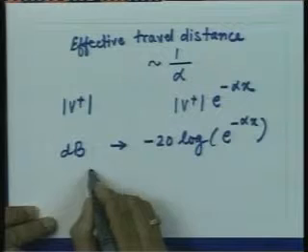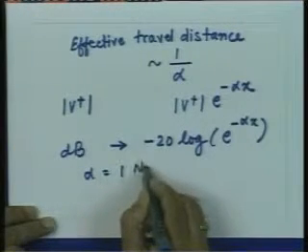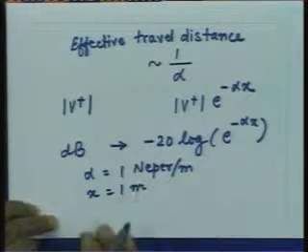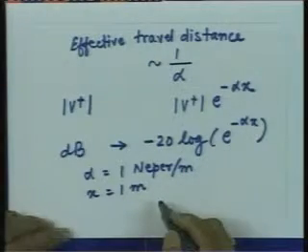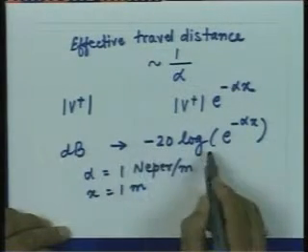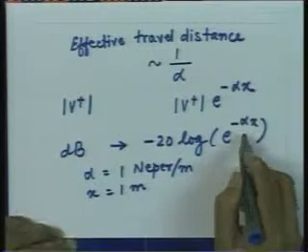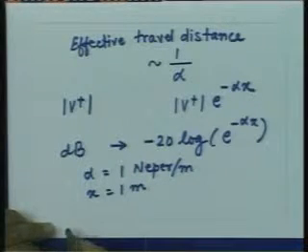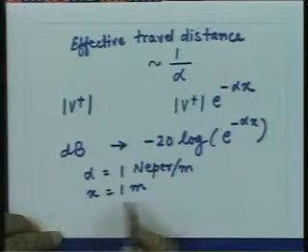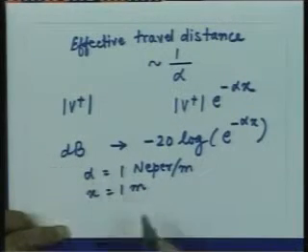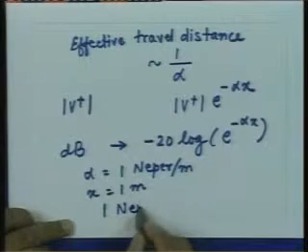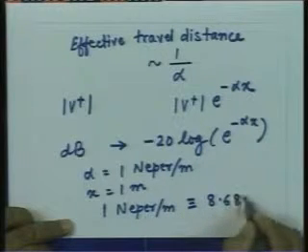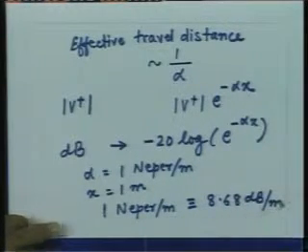If I take alpha equal to 1 Neper per meter, and x equal to 1 meter, this quantity will become e to the power minus 1. So, the dB value will be minus 20 log of e to the power minus 1, which is 8.68 dB. That means we now have an important relationship for alpha in two units, one in Nepers per meter and the other in dBs per meter. So, we have 1 Neper per meter equal to 8.68 dB per meter.